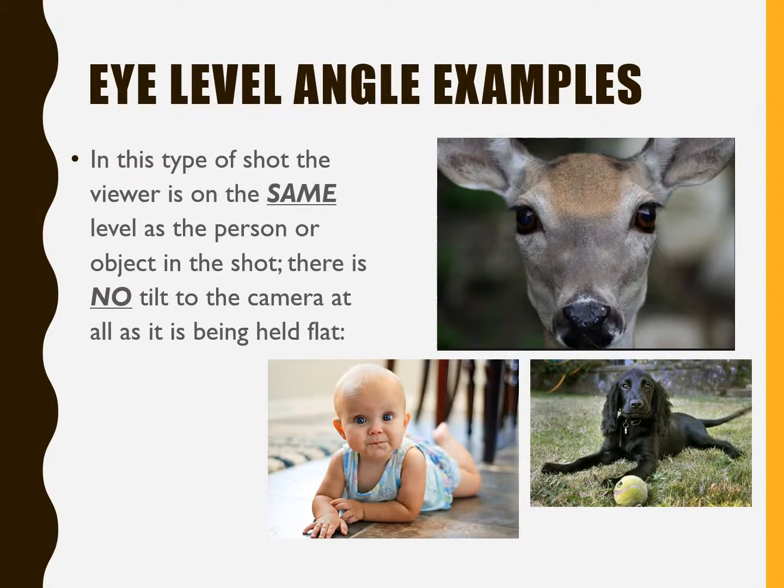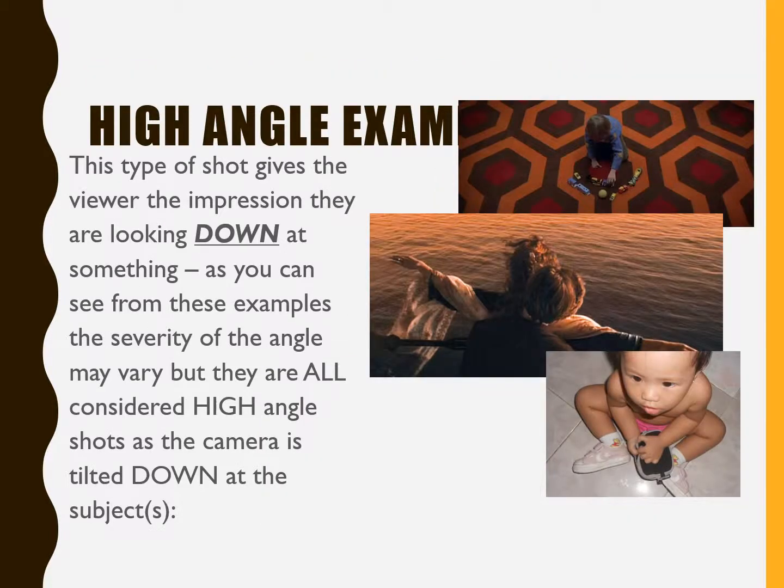The next angle we're going to talk about is an eye level angle, right? In this type of shot, the viewer is on the same level as the person or object in the shot. There is no tilt to the camera at all. It is being held flat. Again, think of yourself as the camera. For all 3 of these shots, there's no tilt to the camera. Wherever the subject is, the camera is looking straight on at them with no tilt, right? That's an eye level angle.